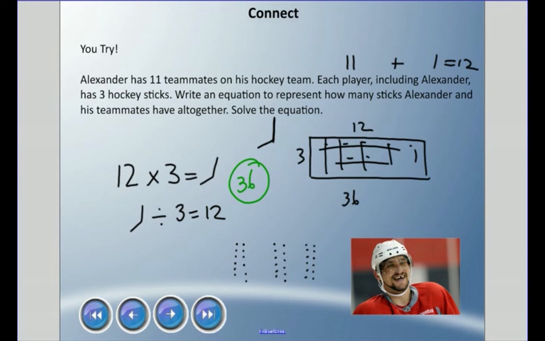So as you can see here, using equations can help us solve multiplication and division questions, which do come up every day. So please remember, in life, math happens.